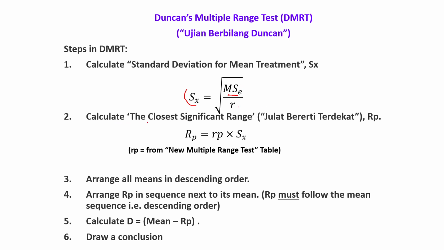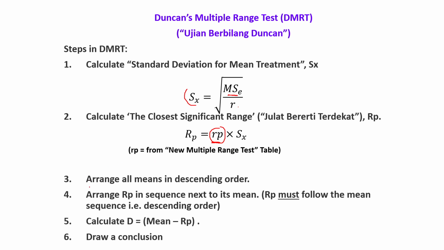Then you calculate the closest significant range, Rp. The formula is this: Rp equals the small rp times the standard deviation for mean that you have calculated. So you have a new table that you need to refer to when you conduct the DMRT, which is the new multiple range test table, which will be provided later on.